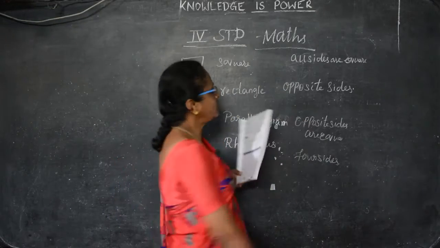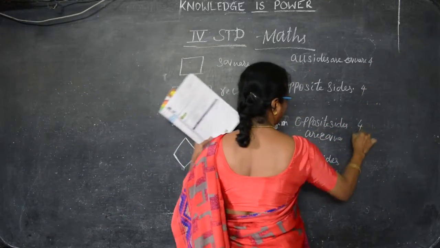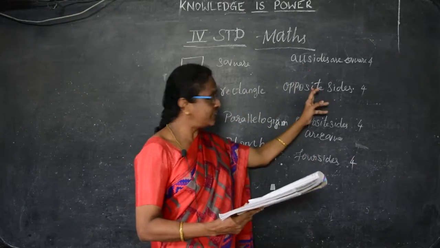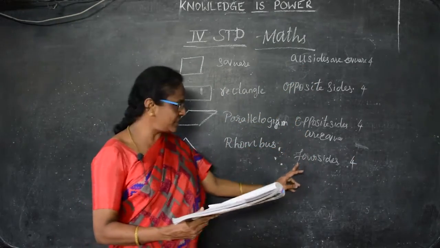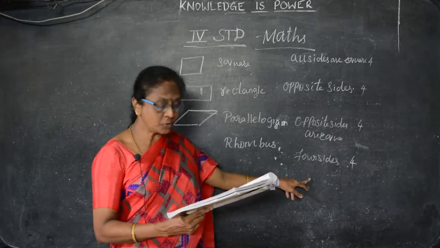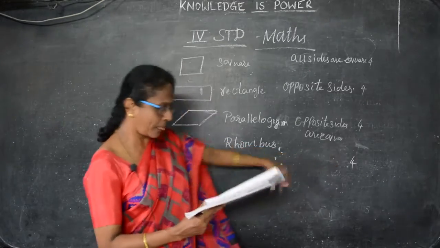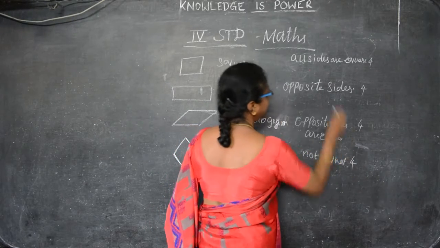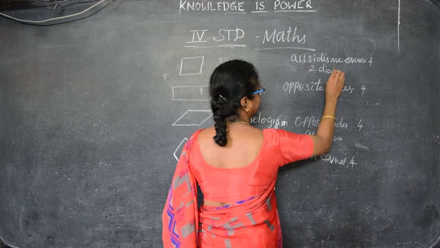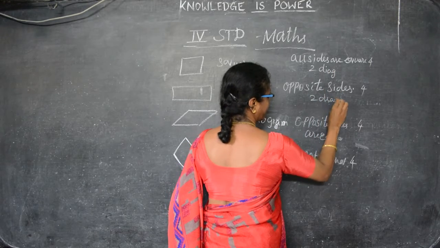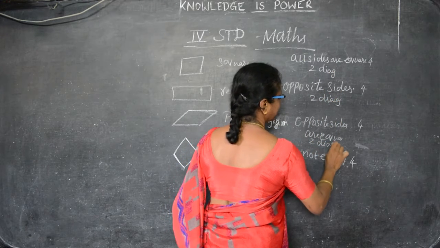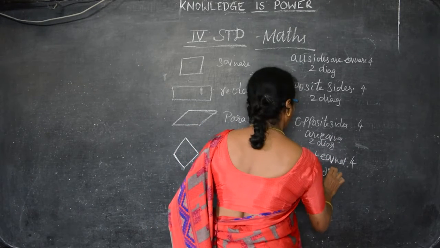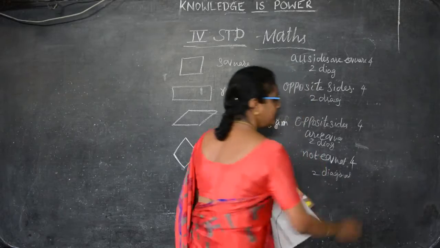And how many vertices do we got? All these have 4 vertices and 4 vertices only. And there are 2 diagonals. In the square and rectangle these 2 diagonals are equal, and in this one they are not equal, but 2 diagonals will be there. So this one is not equal, but it has 2 diagonals, and this also has 2 diagonals, and here also 2 diagonals. But in the rhombus, the diagonals are not equal.